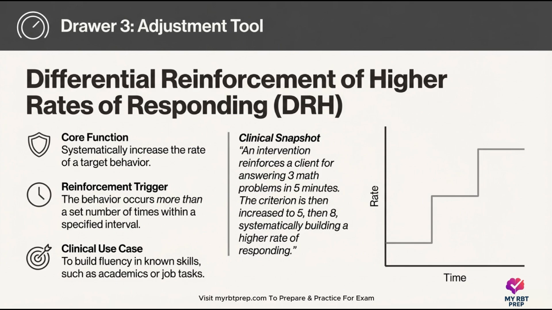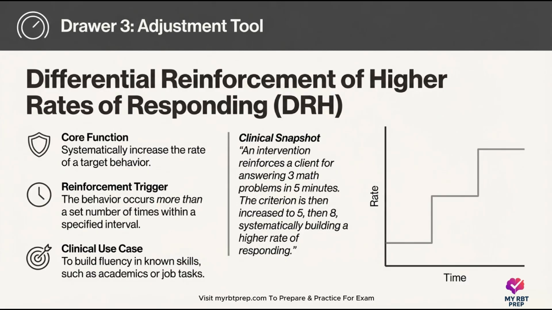Now shift your eyes to the graph on the far right. Notice the step-ladder progression of the trend line. This visualizes the reinforcement trigger. We set a specific floor. The behavior must occur more than a set number of times within a specific interval to earn a reward. If they don't beat the clock, reinforcement is withheld.